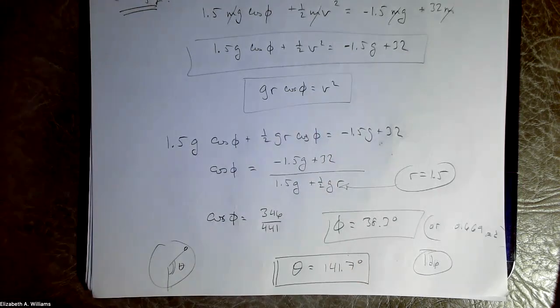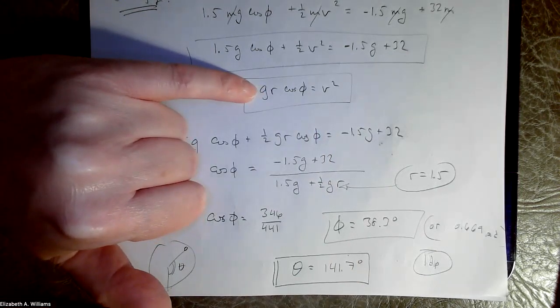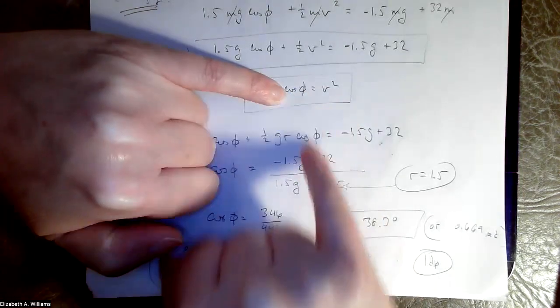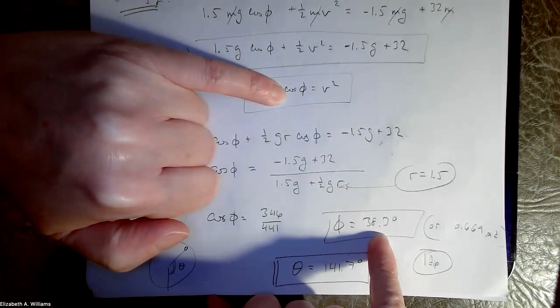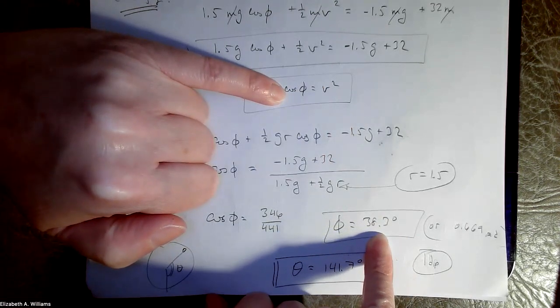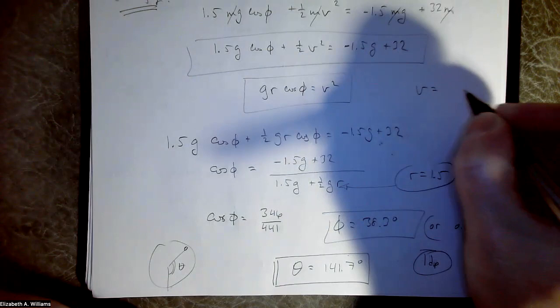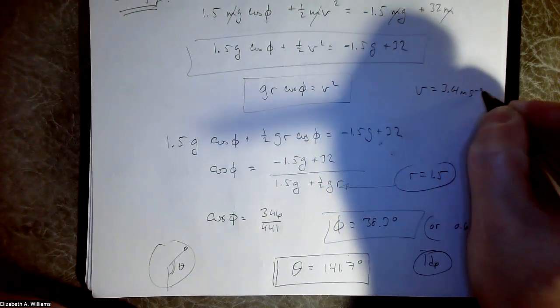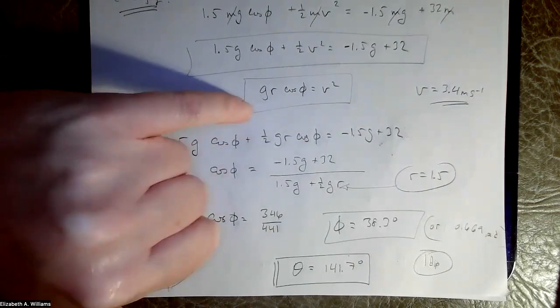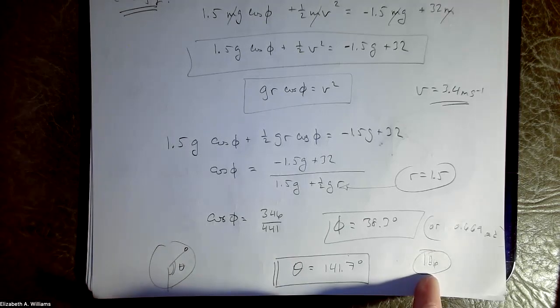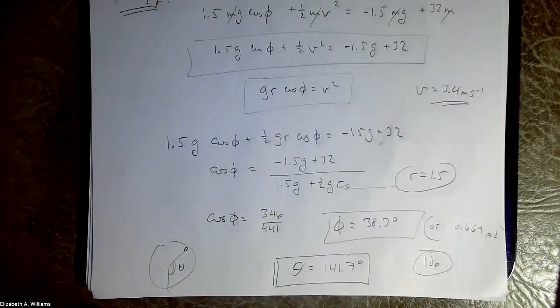If you do that, I trust that you can do 9.8 times 1.5 times the cosine of 38.3 degrees, and then square root that, and you're going to end up with velocity at 3.4 meters per second. Okay, I trust you to do that work. That's where you should come out. And I guess we really are one decimal place, because that sure isn't 3 significant figures.